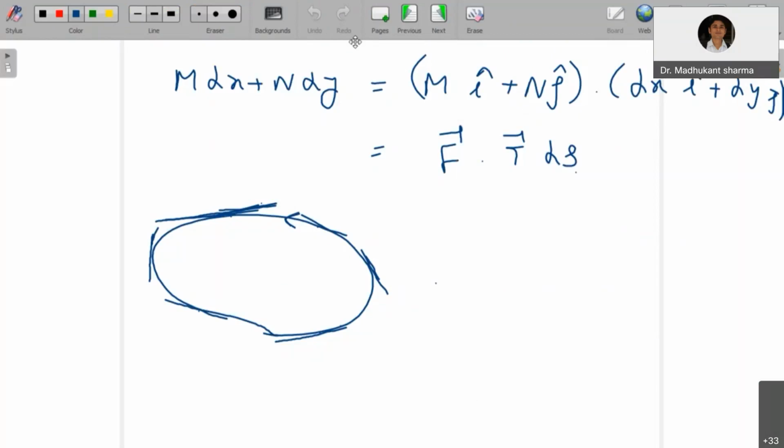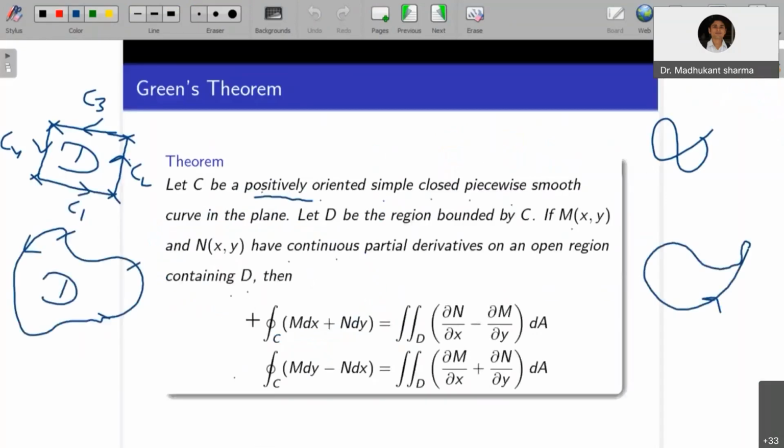Okay, so this first integral will represent the circulation density. And what is the vector form of this? It is the integral over C of F dot T ds. So this will give you the circulation density, say one form, across the region D.